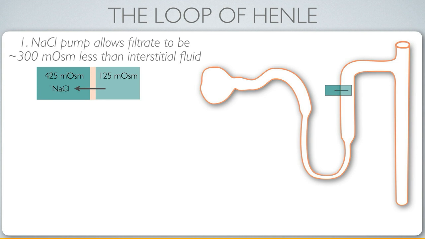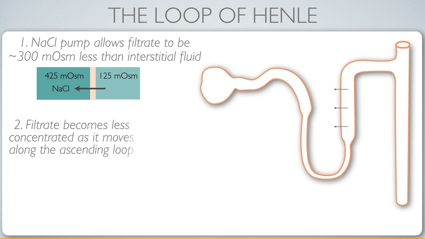The second step, the filtrate becomes less concentrated as it moves along the ascending loop. The water isn't going anywhere, but you're losing NaCl, which accounts for a lot of the osmolarity, the dissolved particles that are in the filtrate. So this 300 milliosmoles difference applies all along the way. And because you're subtracting NaCl, you're essentially having a decrease in osmolarity as the filtrate ascends through that portion of the tubule.